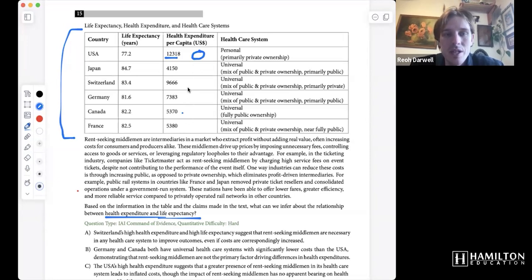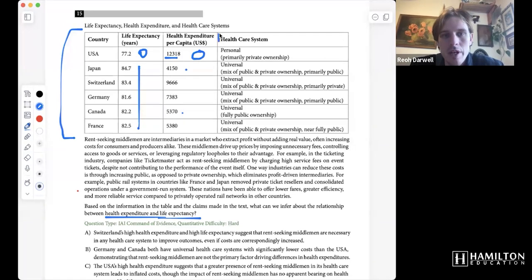Canada being 5,000, Japan being 4,000. However, despite those much lower healthcare expenditures, the United States has a much lower life expectancy than these places, right? So the US spends a lot more per capita with a lot lower life expectancy, and vice versa.